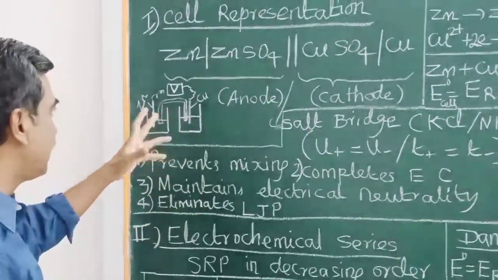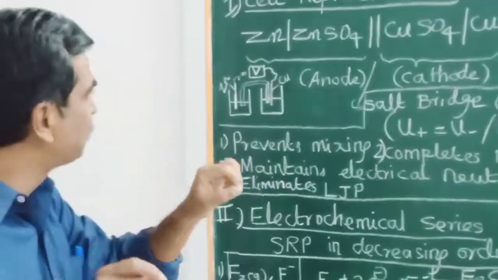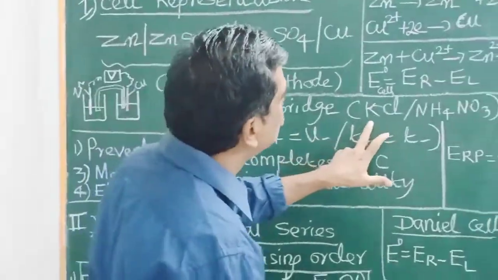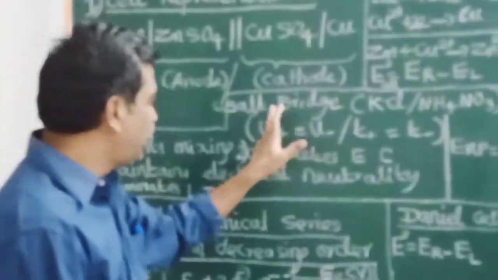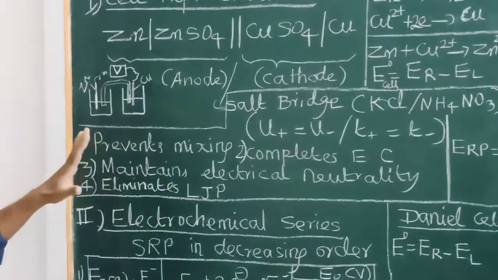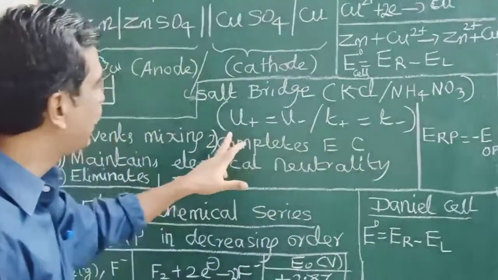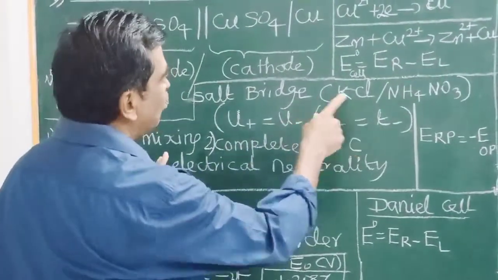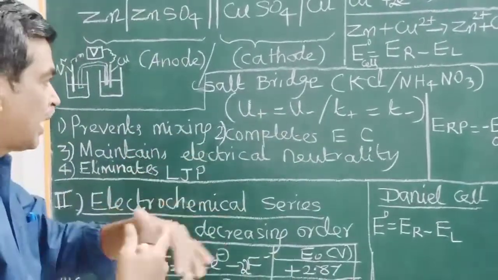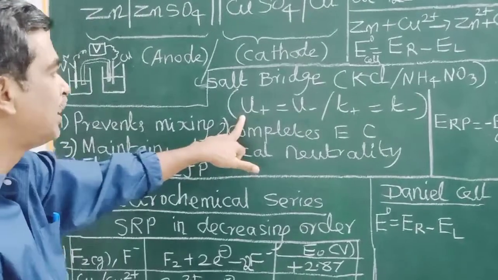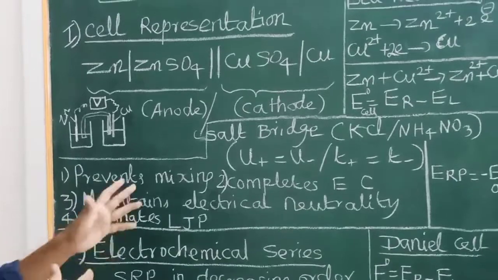We can easily make a salt bridge by using a strip of filter paper dipped in a saturated solution of KCl and ammonium nitrate. What is the importance of the salt bridge? It is often asked in all competitive examinations. KCl and ammonium nitrate especially are used because the cations and anions should have equal mobility. Similarly, the transfer number is directly proportional to U plus, as we have already studied, so it should be equal.